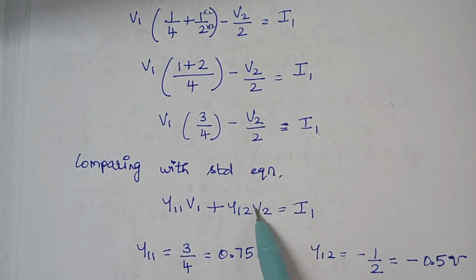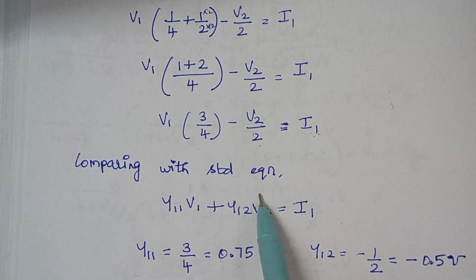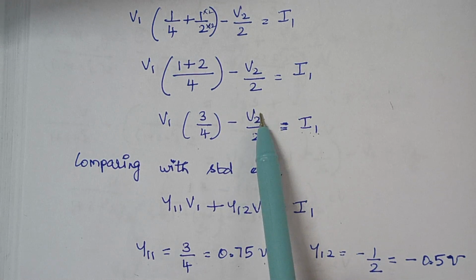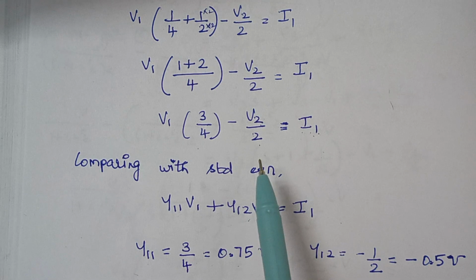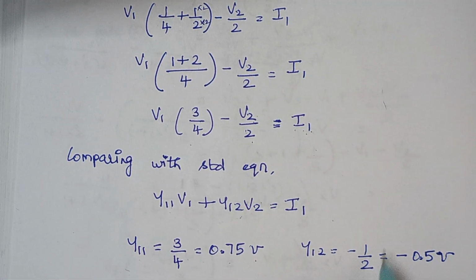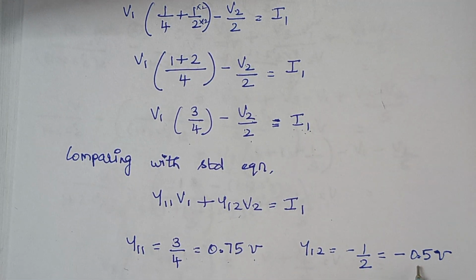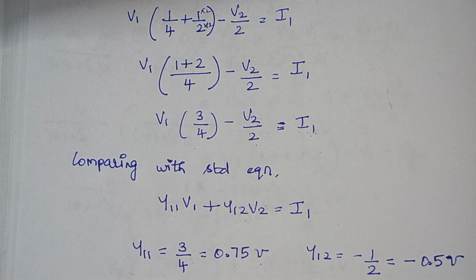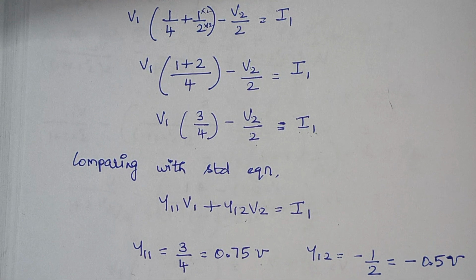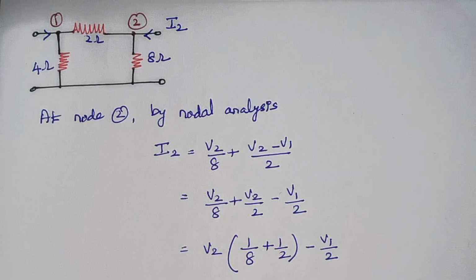which is 0.75 mho, because here it is admittance. Similarly, when you compare these two parts, you see here it is V2, again here it is V2. So Y12 is minus 1 by 2, which is nothing but minus 0.5 mho or Siemens. You can write any one of the units. So here we have calculated Y11 and Y12. Now we are going to calculate Y21 and Y22.